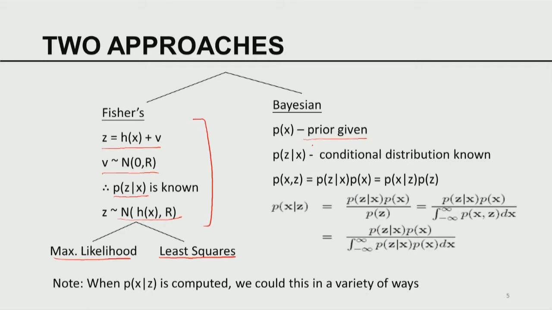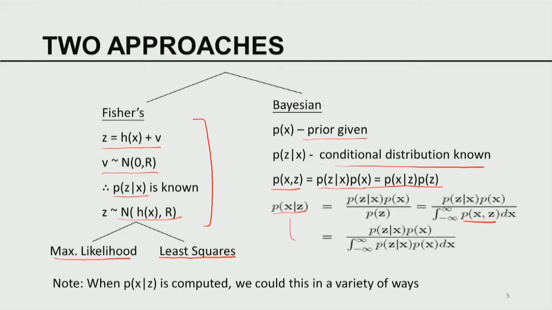So, given X, given a particular realization of X, the observation has a distribution that's called the conditional distribution. Generally, that is known. Prior is given. So, I can now compute the joint distribution P of X, Z by the simple rule on conditional probability: conditional of Z given X times P of X, or it can be written as conditional of X given Z times P of Z. By equating these two, we can see P of X given Z is given by the product of P of Z given X times P of X divided by P of Z. P of Z is the probability density of the observation. It can be expressed as the integral of the joint density, which is P of X, Z, with respect to X. If you integrate the joint density with respect to X, you get P of Z.